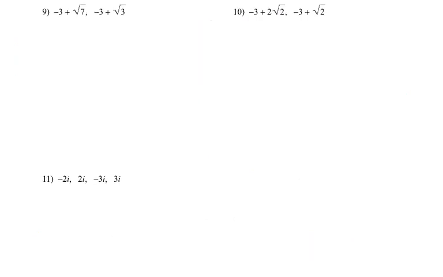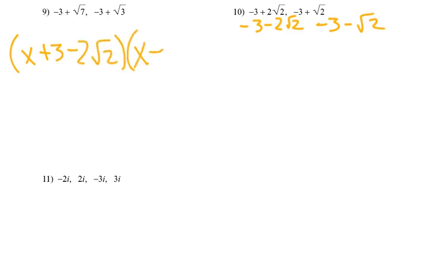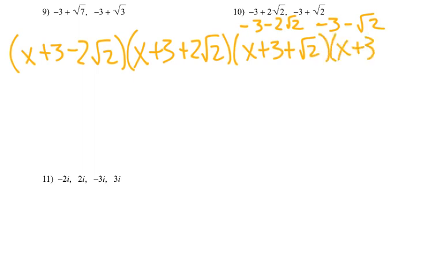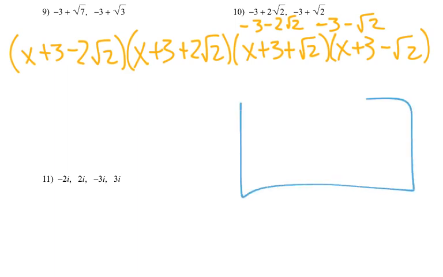Okay, number 10. Doing the same exact concept here. Okay, but we need the negative versions of them. So again, whenever we have a radical root, we always have its conjugate. It's positive and it's negative. So I go x plus 3 minus 2 root 2, x plus 3 plus 2 root 2, x plus 3 plus root 2, and x plus 3 minus root 2. So basically, same exact process here.